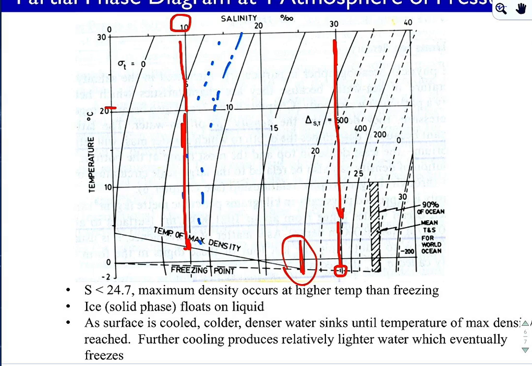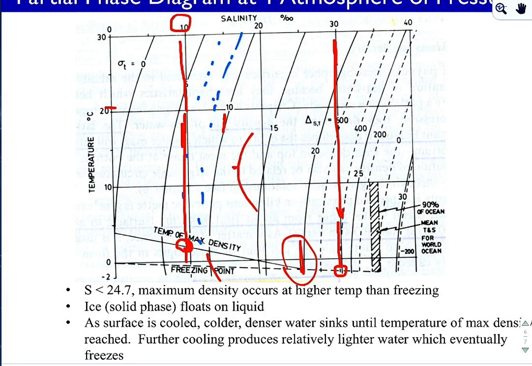Now these isopycnal lines, these constant density lines, are veering away. They're starting to curve back. You can see how they basically, let me exaggerate, look like this. Here's that point of maximum density. So density has now reached a maximum, and if I continue cooling it, it actually decreases until I hit the freezing point. So the solid water is actually a lower density than the water at around 2 or 3 degrees Celsius. And what that means is that ice floats, provided the salinity is less than 24.7.